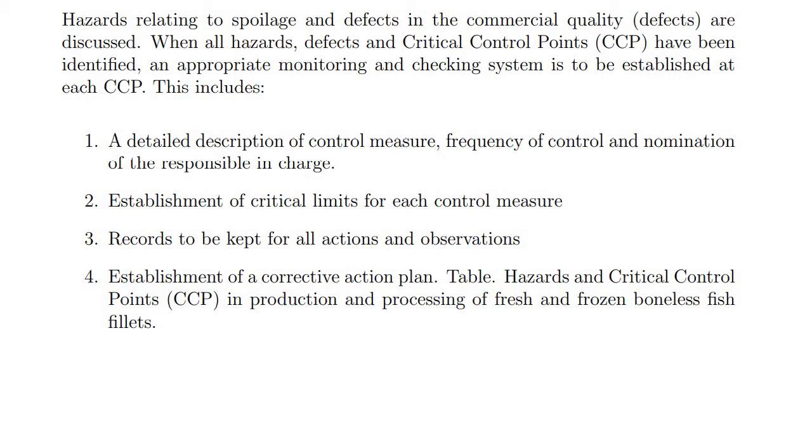Next, establish critical limits for each control measure. Records are to be kept for all actions and observations. After that, a corrective action plan is established; the table is given below, covering hazards and critical control points.